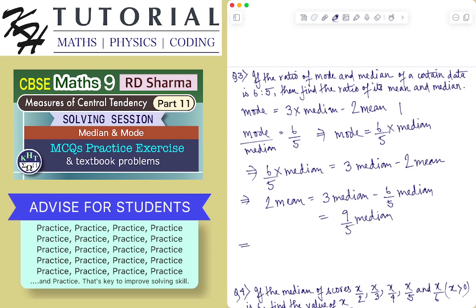So now I can easily get the ratio between mean and median. So this implies mean by median is equal to 9/5 multiplied by 2, which is 9/10. That is 9:10. Mean is to median is 9:10.